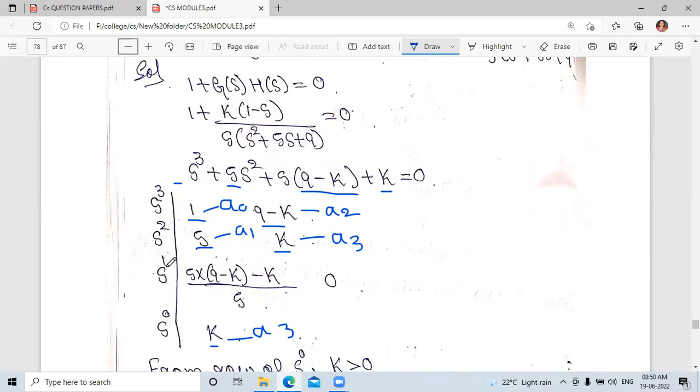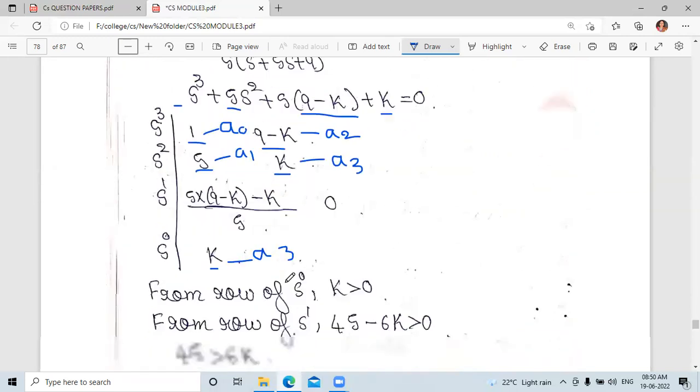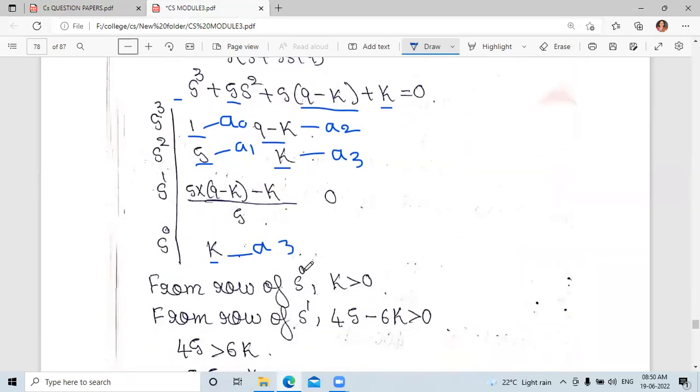So next for s to the power of 1, what will you write? 5 into (9 minus k) into 1 divided by 5. That is what we have done here. But we don't know the k range. So from s to the power of 0, k is greater than 0, and from the row of s to the power of 1, 5 into 9 is 45, minus 5k minus k, that will be 45 minus 6k greater than 0.